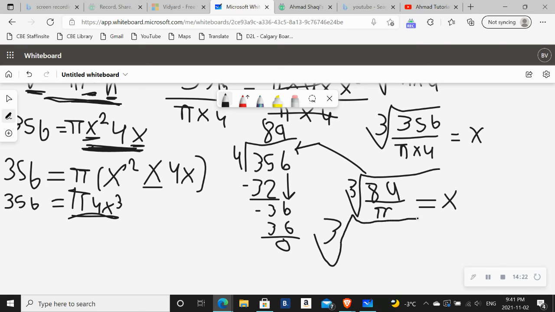I'm just going to write it again, but this time in its actual form. Cube root of 89 over pi equals x. There you go. And that's how you solve this question. More tame than the last one, I feel like, because you only had to do 2 things.